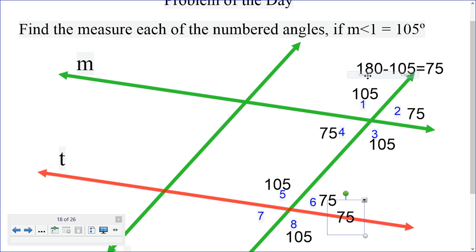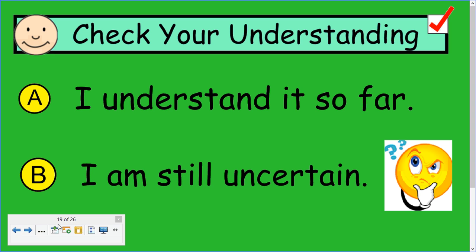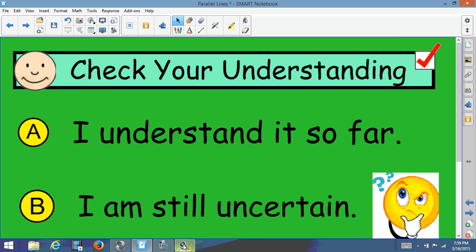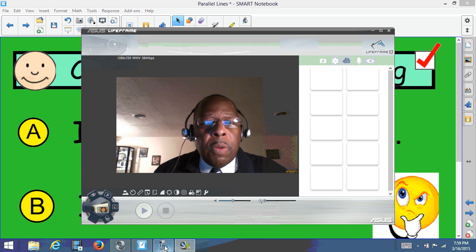And the corresponding angle to angle number 4 is angle number 7, or is the opposite of angle number 6, which is also 75. So that was a good lesson of remembering all our angle parts. So check your understanding. Hopefully you understood what we did so far. If you didn't, please rewatch the tape. I'll be glad to go over it in class.